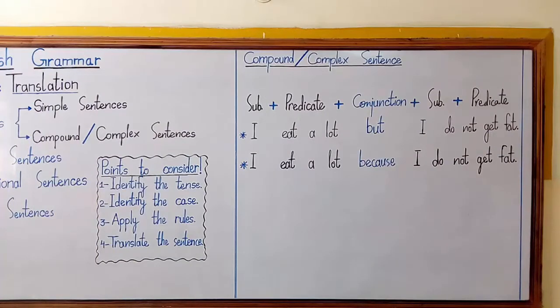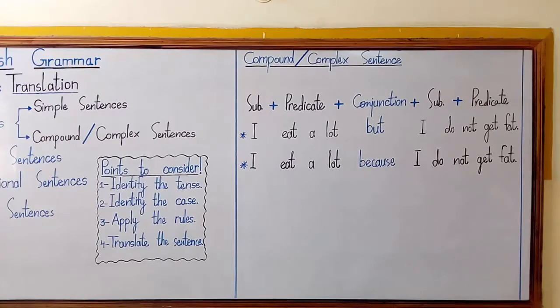A compound or complex sentence is a combination of two simple sentences joined together by a conjunction. That is called either a compound sentence or a complex sentence. And what are the differences between them? I told you yesterday, probably the day before yesterday, in the first lecture on translation. When there are two simple sentences joined by a conjunction, it depends upon the conjunction to make that combination either a compound sentence or a complex sentence. So it all depends upon the conjunction. If the conjunction is subordinating, then the sentence is complex. If the conjunction is coordinating, then the sentence is compound.